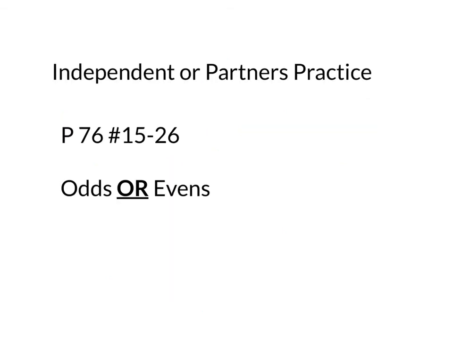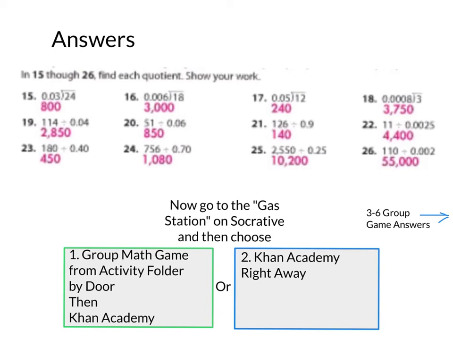Please go to Independent or Partners Practice, page 76, numbers 15 through 26. Please pick whether you'd like to do the odds or whether you like evens better. The answers are coming in 3, 2, 1. Here are your answers. I gave you them all because you picked whether you did evens or odds, which you should have 6 problems done.